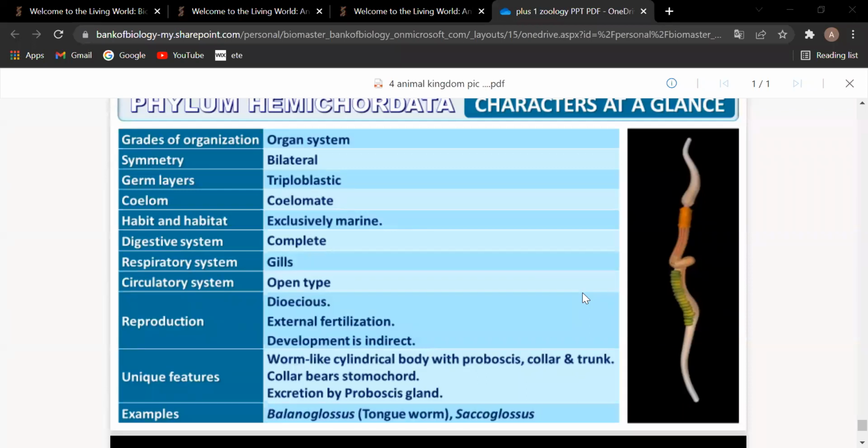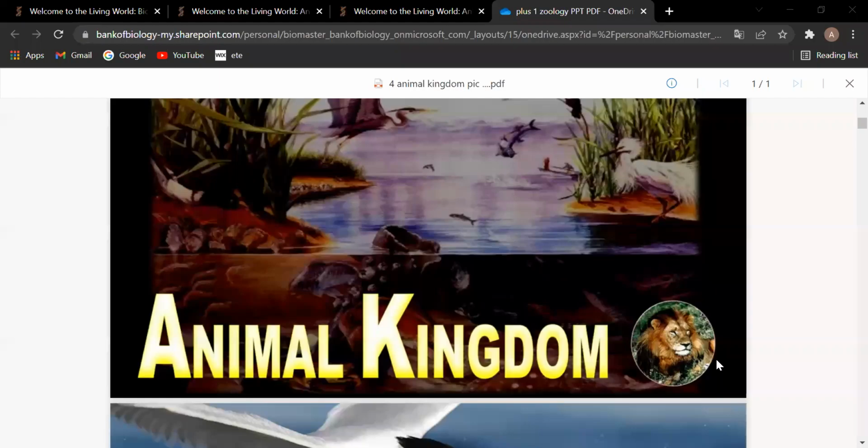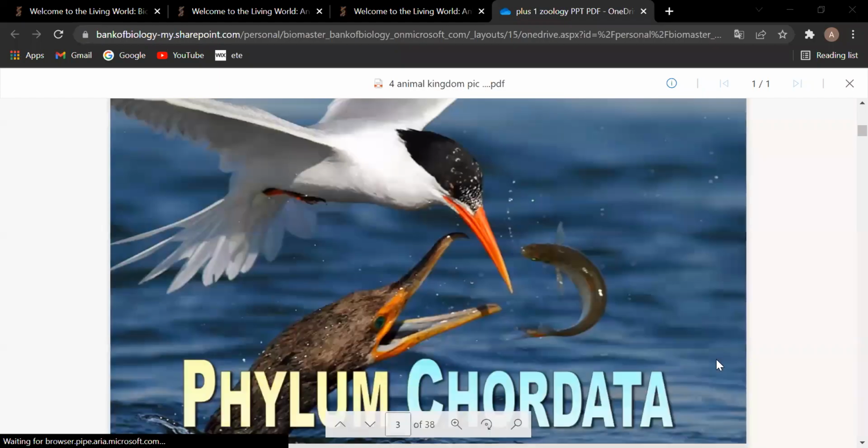So after hemichordata, we are coming to something called chordata. Let me show you about the chordata now and share the chordata part also. So we have completed till now. So now we come to chordata. Let us understand what exactly chordates are.